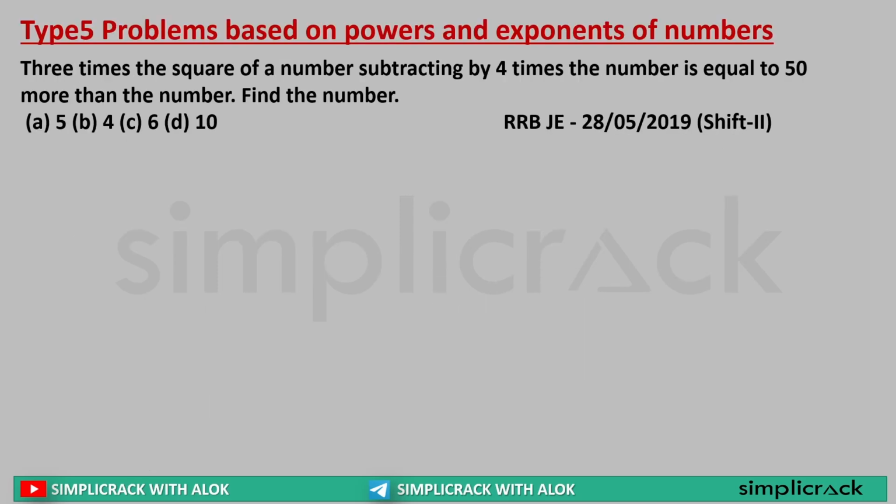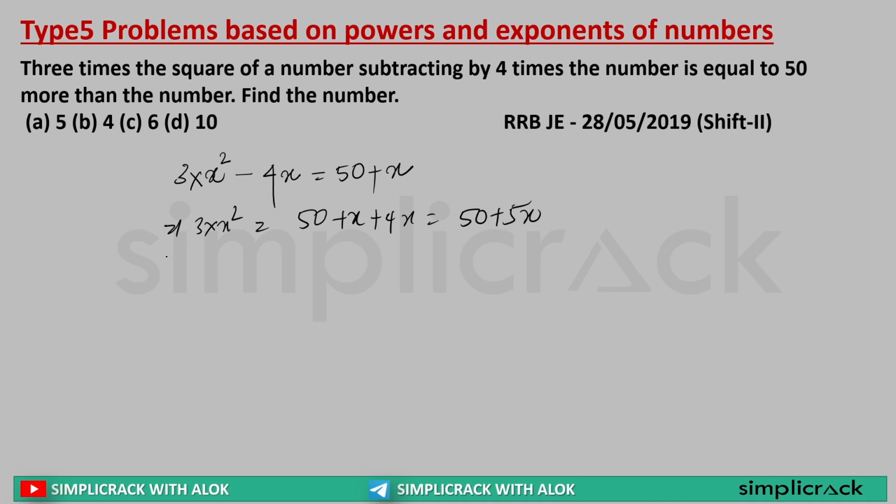Clear? Next. Problems based on powers and exponents of a number. 3 times the square of a number, subtracted by 4 times the number, is equal to 50 more than the number. Clear? Now, find the number. See, in this question, simply use the options. This can be written as 3 into x square is equal to 50 plus x plus 4x, or 50 plus 5x.